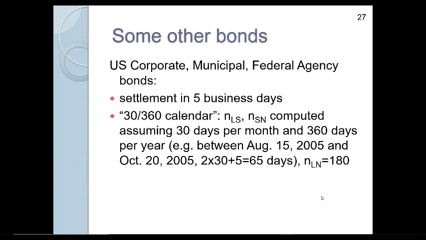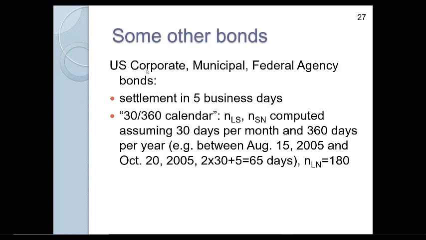Some other types of bonds. We also have US corporate. These are the ones that companies issue. We have municipal, that's basically different entities like states and so on that issue bonds, and federal agencies can also issue bonds. Settlement in those bonds, normally it's 5 business days.